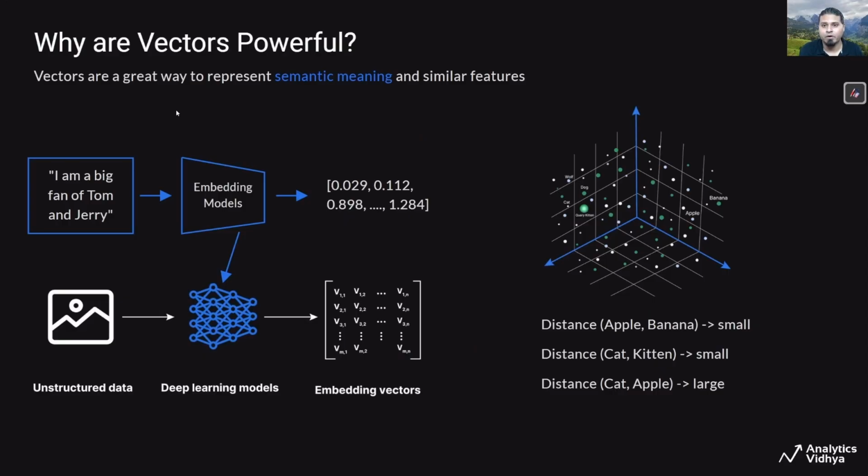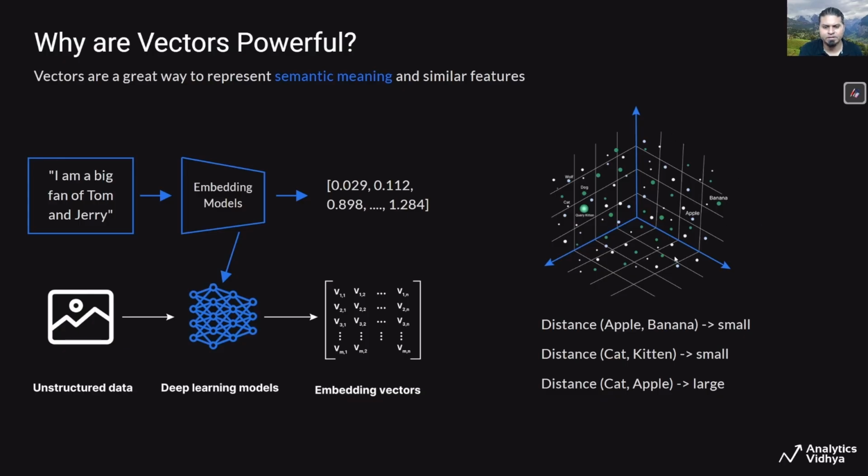Now, why are vectors powerful? So vectors are a great way to represent the semantic meaning of that entity, being a word, a document chunk, and so on. So let's say if you have a sentence here, "I'm a big fan of Tom and Jerry," you pass it through an embedding model, which is basically a deep learning language model behind the scenes, and it will convert it into a vector, which is basically an n-dimensional list of numbers. And that can be represented as a point in an n-dimensional space.